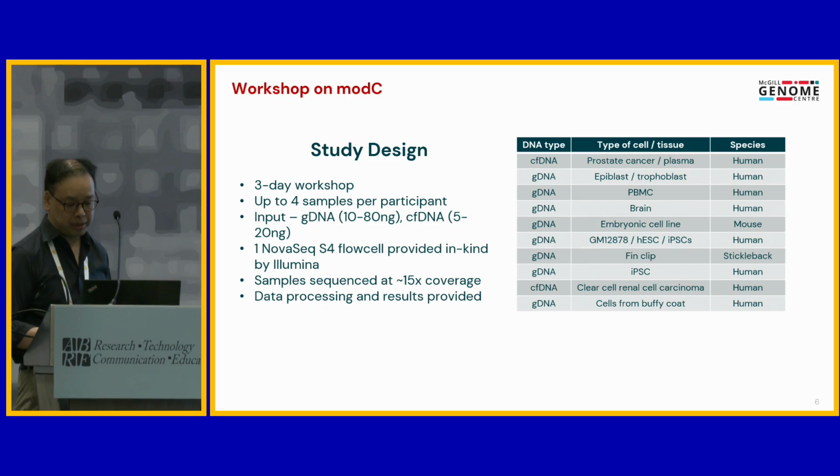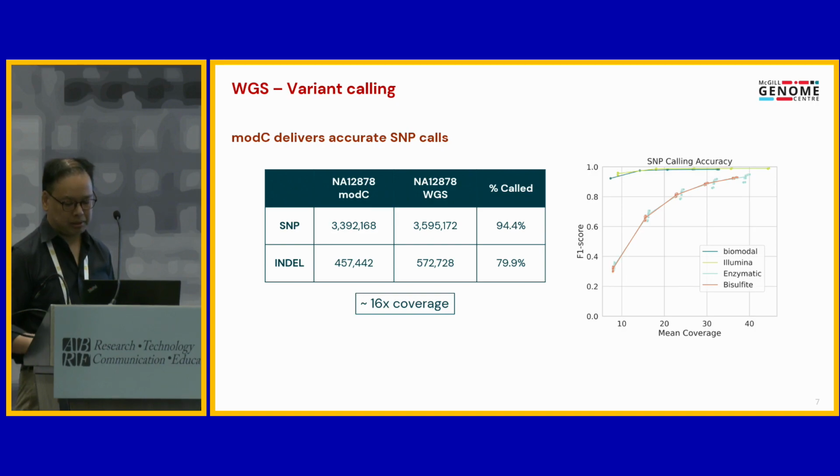So the first thing we did was, okay, how does it actually compare just at the genomic DNA level? We looked at the variant calls. We took a reference sample, which is one of the Genome in a Bottle samples, the NA12878. We looked at the variant calls using standard WGS as well as the MOD-C method. We can see relatively similar numbers of SNPs called, and there's about a 94% concordance between the SNP calls between the 2 methods. And this is in line with what biomodal had been seeing internally. And this is only at 16x coverage. I suspect once you go higher, we're going to get better concordance.